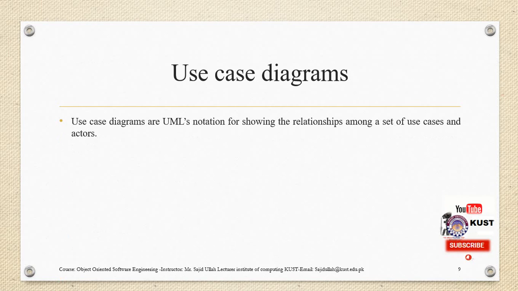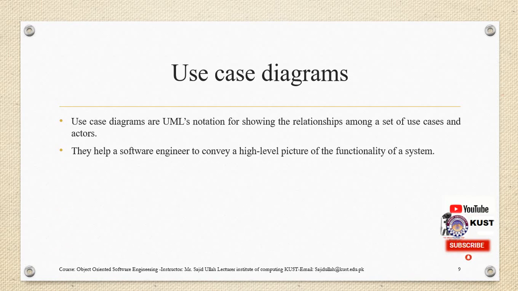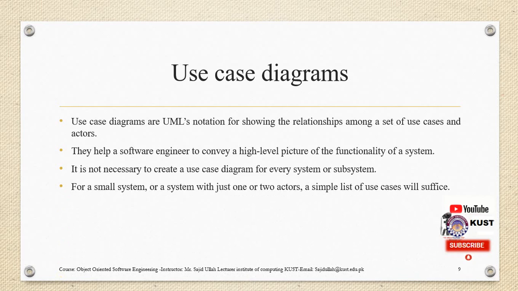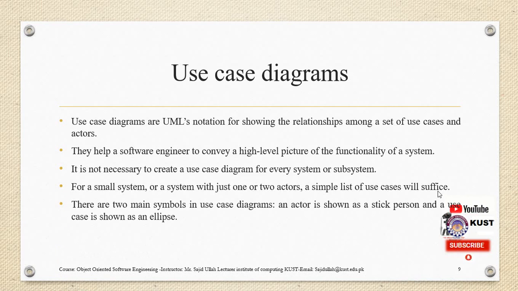Use case diagram. Use case diagrams are UML notations, unified modeling language notations, for showing the relationship among a set of use cases and actors. This helps software engineers to convey a high-level picture of the functionality of a system. It's not necessary to create a use case diagram for every system or subsystem. For a small system with just one or two actors, a simplified list of use cases will be sufficient.